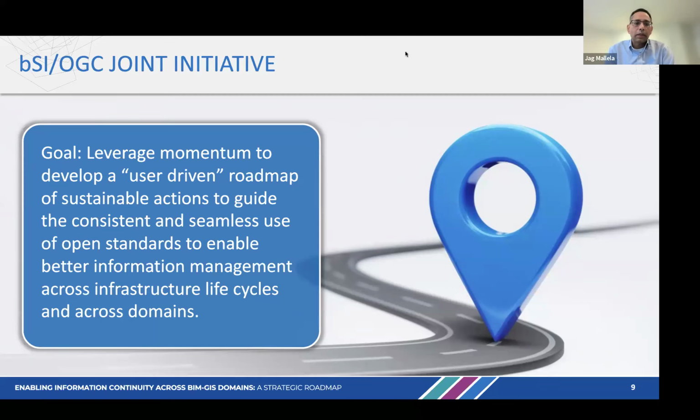So basically, to leverage that momentum and develop a user-driven roadmap of sustainable actions to guide consistent and seamless use of open standards to enable better information management across infrastructure lifecycle domains is the central objective. But I don't want to lose the term user-driven there. So that was a clear goal for us. Everything was user-centric and user-driven. At least the roadmap's actions you will see later on are based on that. Next slide, Mom.